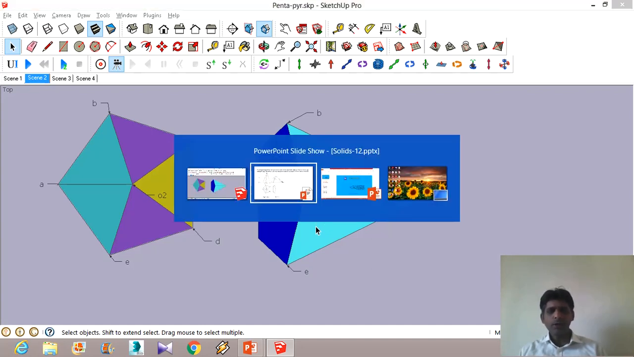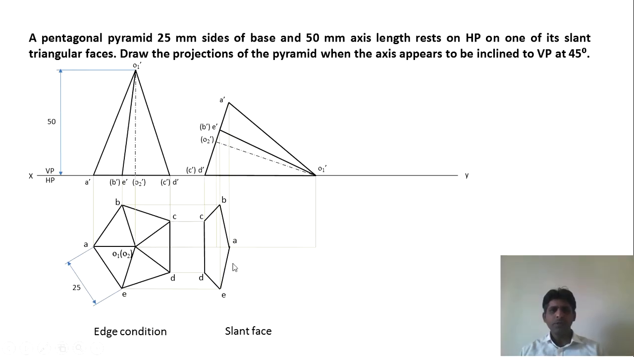Now we have to spot the same in this view. So how to do that, I will explain. The first thing that we can do is join the boundary lines. Always join the boundary lines. Boundary lines will always be visible. Like for example, in this case, we have to join CB, BO1, O1E, EB, and BC.